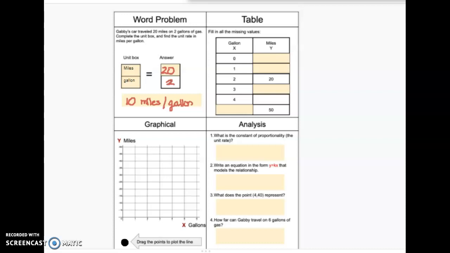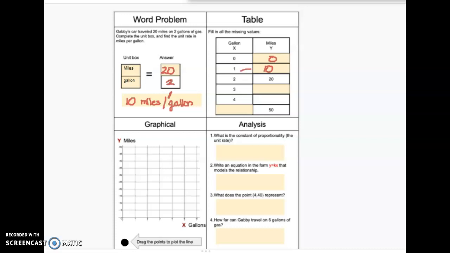Now remember how important this number is. We're going to use it to fill in the rest of this information. So let's see. This means 10 miles per 1 gallon. Remember, so 1 gallon we know is 10 miles. Let's go up top. 0 gallons, we go 0 miles, right? Because we're not moving, we're not using any gas.